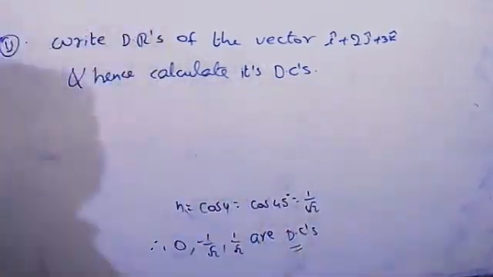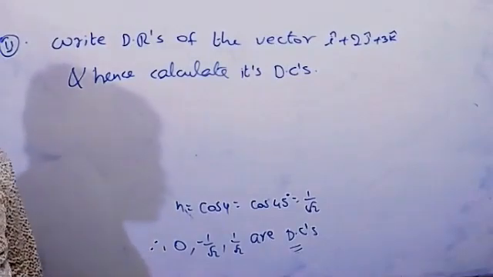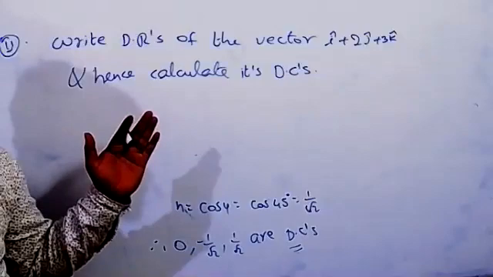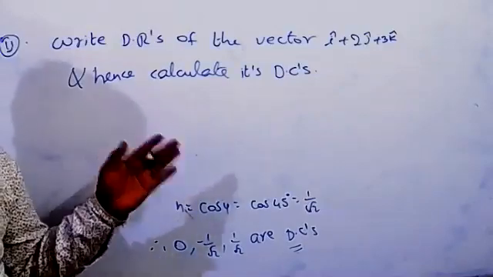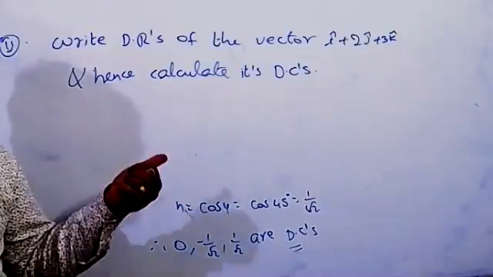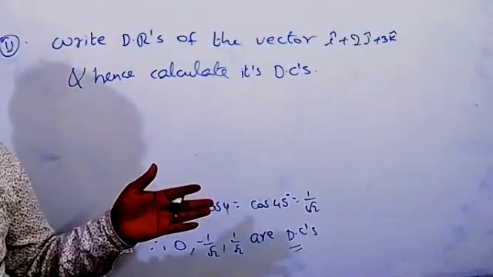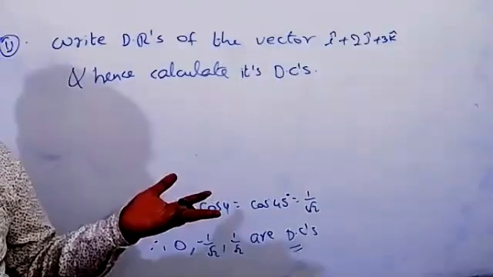Already at the start I gave you the formulas. And what are the direction ratios here? We have to find the values of L, M, N. L equals a by root of a square plus b square plus c square, m equals b by root of a square plus b square plus c square, and n equals c by root of a square plus b square plus c square.